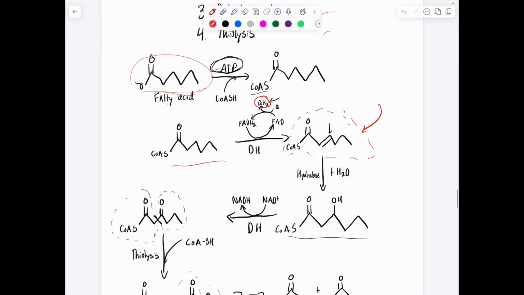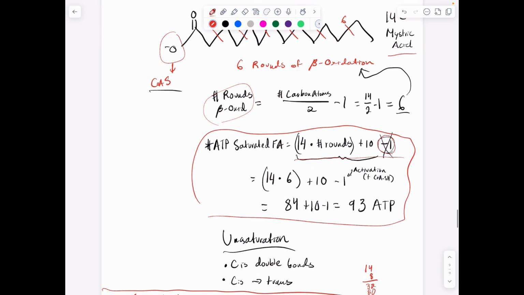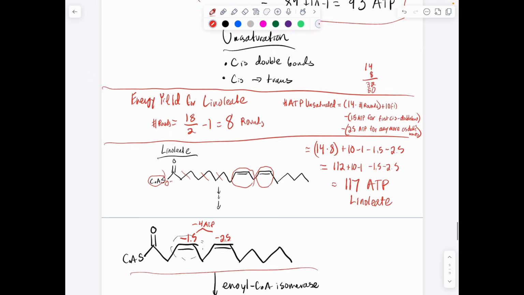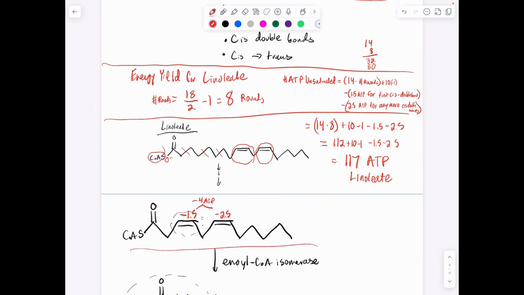You should know generally what the reaction does. You should know what the cofactors are. So these FAD molecules, QH2, water is inserted here. And then again, just know the structures of the different fatty acids in there. And then, be able to go through and do the energy calculations for both the saturated and unsaturated fatty acids.